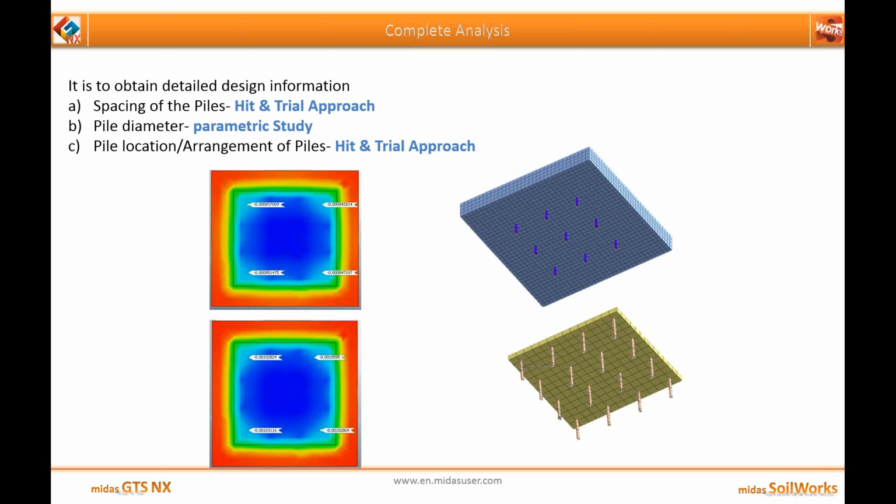The third one is the pile location or arrangement of the piles. It is similar to the spacing of the piles and it is just a hit and trial method. So what one can do is consider two foundations, let's say with a particular raft depth and particular pile arrangement, and similarly you can consider another raft with a different depth and with a more dense pile combination, and thus you can see whether it satisfies your design criteria.